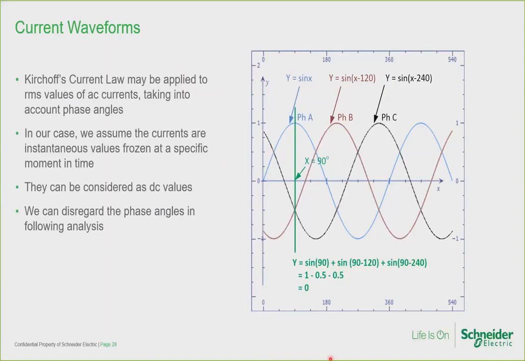Let's look at the point where the blue sine wave, or phase A, is at its peak at x equals 90 degrees. The instantaneous value, we'll call it 1 per unit. The instantaneous values of the phase B and C waveforms at that point are minus 0.5 per unit. These values sum to 0. Hence, if I have waveforms at a moment in time with instantaneous values of +1, minus 0.5, and minus 0.5 per unit, then I know I'm looking at a representation of a balanced 3-phase load.